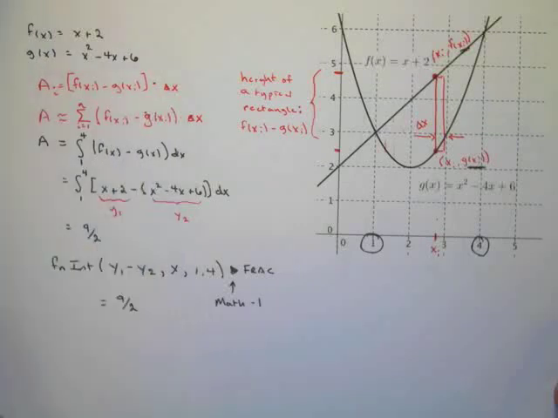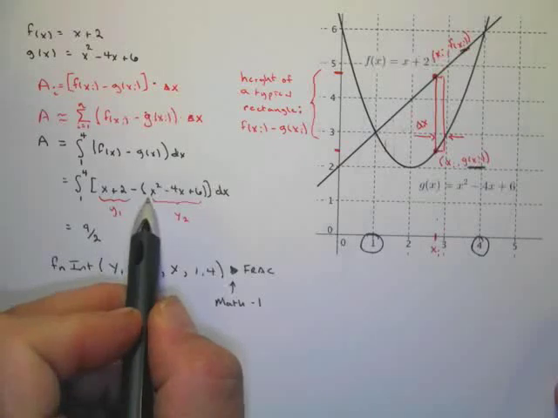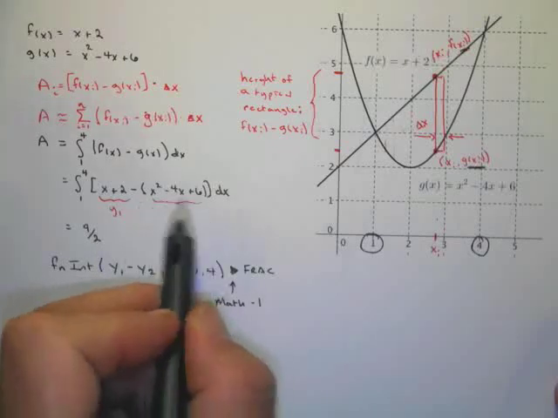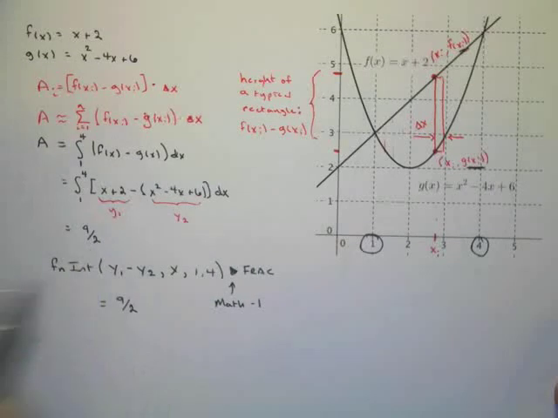We probably would go ahead and write the functions back in there. Be careful that you use parentheses right here to separate this function. But then from there, we punch it up into our calculator, and we get our answer. And that's all there is to finding the area between the graph of two functions.